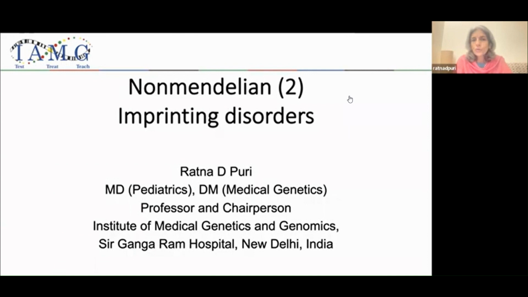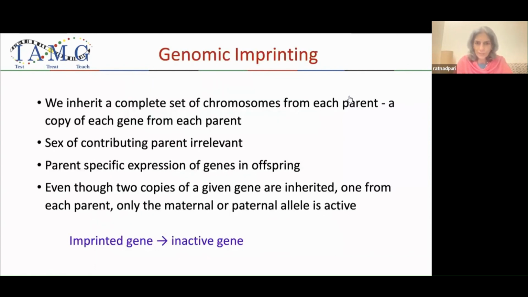Today I'm going to talk to you about imprinting disorders. This is the second in the series of topics on non-Mendelian patterns of inheritance. Now, we do know that we inherit a complete set of chromosomes from each parent. That is, every gene has two copies, and therefore a copy of each gene comes from each parent. And in most situations, the sex of the contributing parent is irrelevant.